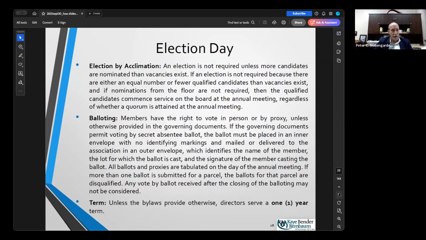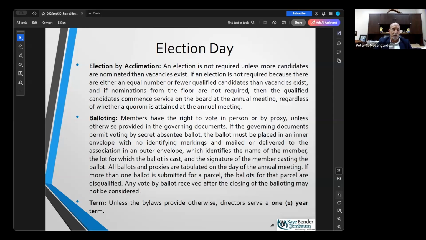The election day. What about election by acclamation? What does that mean? That means basically that you don't have a contested election. So an election is not required unless more candidates are nominated than vacancies exist. If an election is not required because there are either an equal or fewer number of qualified candidates than the vacancies to be filled, and if nominations from the floor are not required under your bylaws, then the qualified candidates commence service at the annual meeting, regardless of whether a quorum is attained. Remember we said before, you had to have a quorum at your annual meeting to have the election? Well, this is the exception.